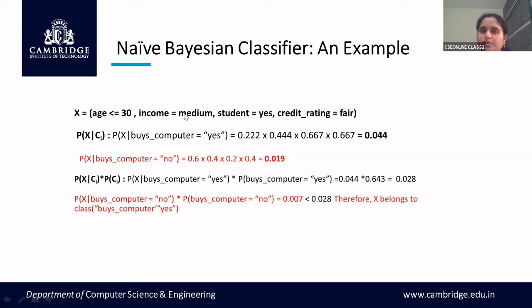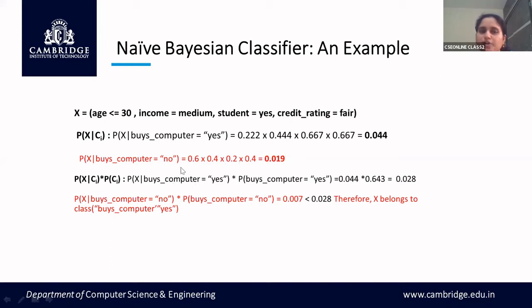For age less than or equal to 30, income equal to medium, student equal to yes, and credit rating equal to fair. Once you have found the probabilities, substitute. So it is 0.6 for age less than or equal to 30 given buys computer is no, income medium is 0.4, student yes is 0.2, credit rating fair is 0.4. So you have got the value as 0.019 where the class is no.